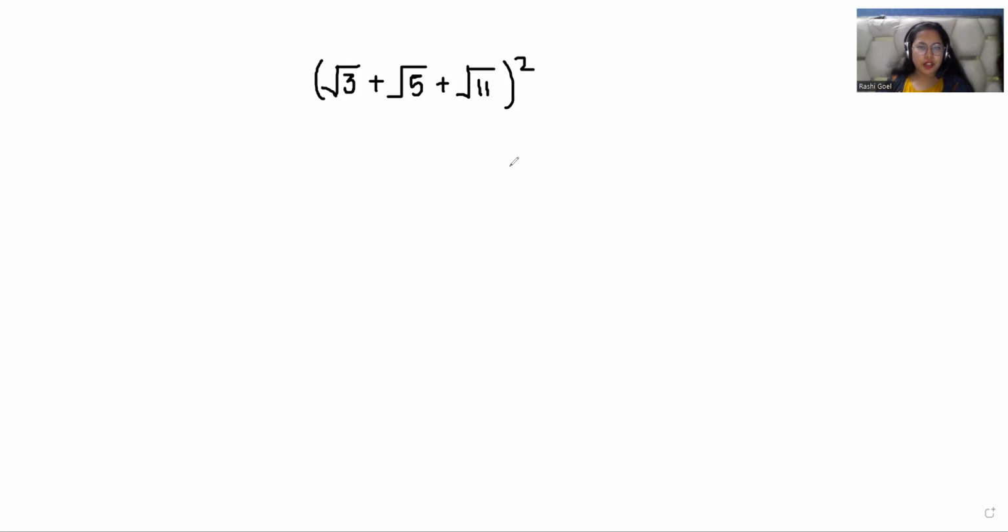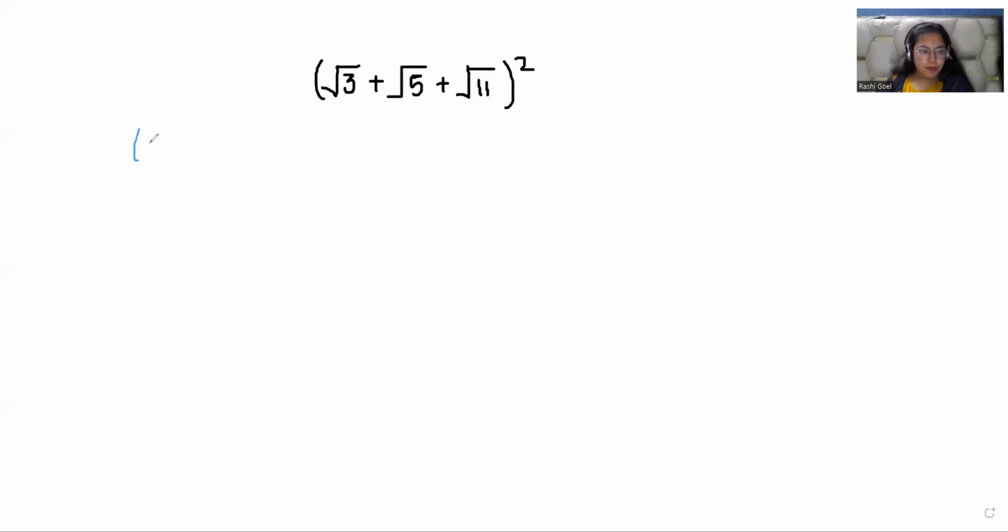My name is Rashi Goel, and in this video we are going to solve this: root 3 plus root 5 plus root 11 whole square, and we have to find the value when we do the whole square of this. So to find the value, we have a general formula in terms of a plus b plus c whole square. So write the formula and apply it here.